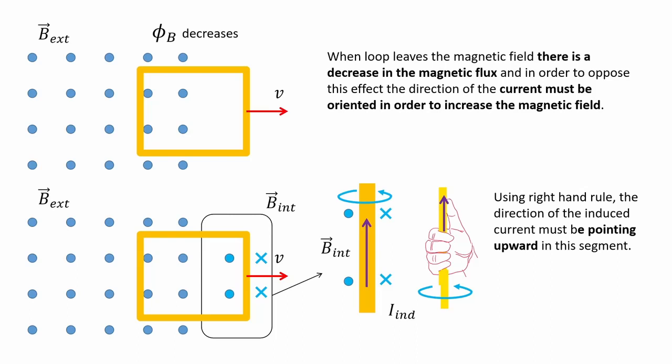When the loop leaves the magnetic field, there is a decrease in the magnetic flux, and in order to oppose this effect, the direction of the current must be oriented in order to increase the magnetic field. Using the right-hand rule, the direction of the induced current must be pointing upward in this segment.